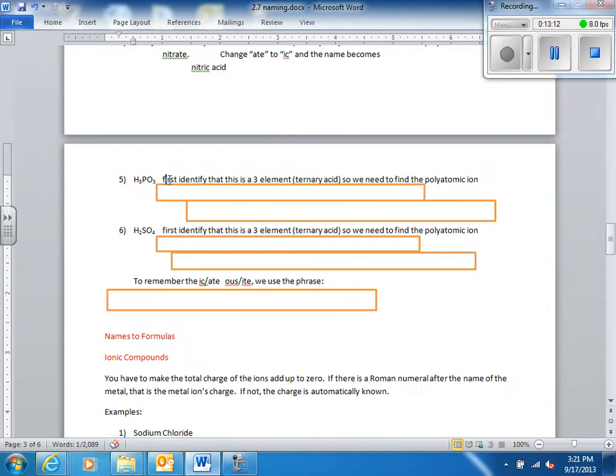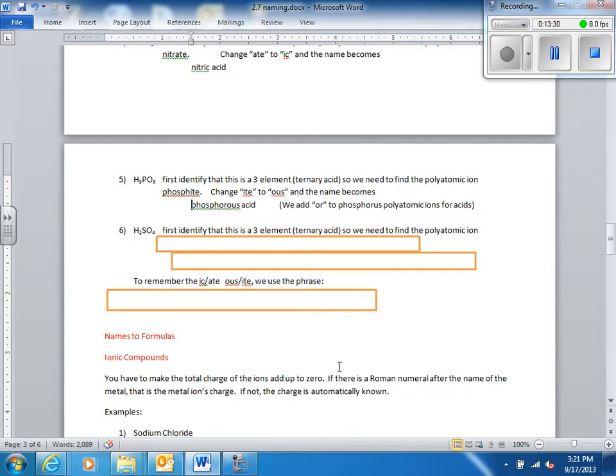Okay, H3PO4, again, polyatomic ion, because there's 3 elements. You look up PO4, you find out that's, what is it? Phosphate. What does ate become? Ate goes to ic. So, now the name is a little strange on this one. You might think it was phosphic acid, but with phosphorus we have a little bit of a difference in here. We put the OR in, so phosphoric acid.